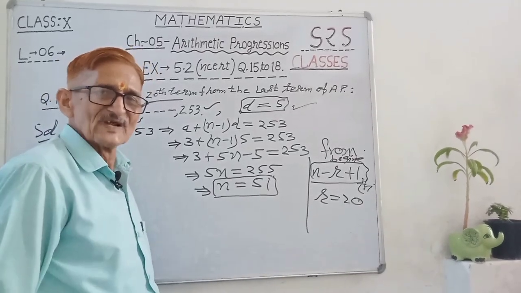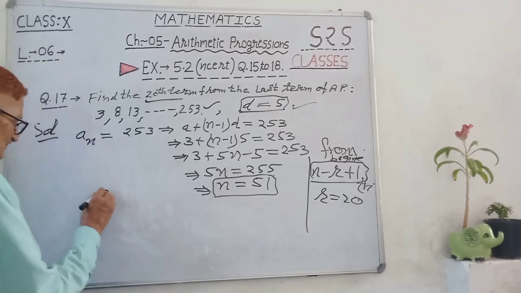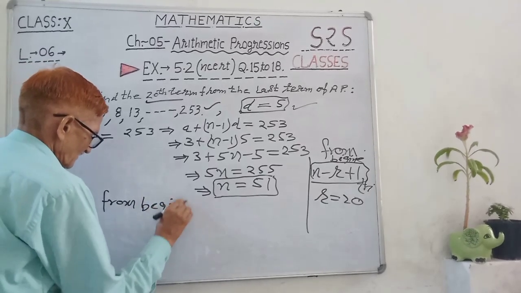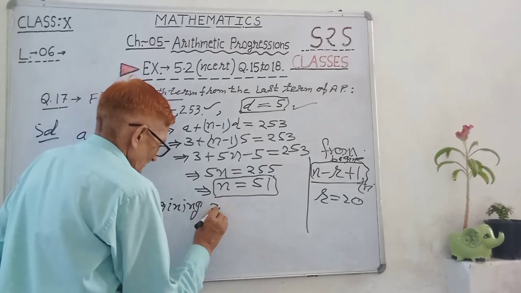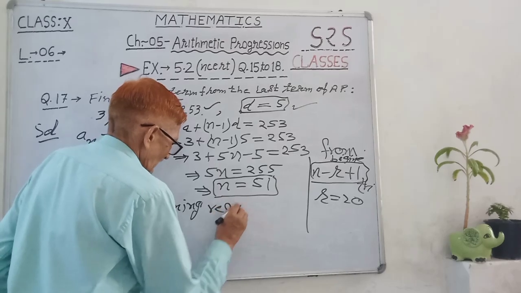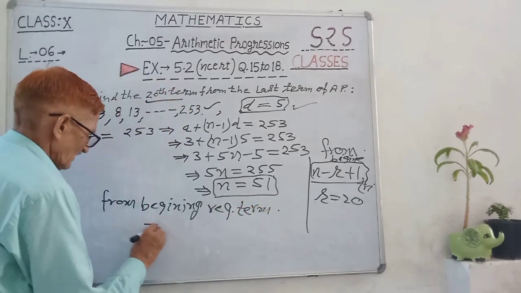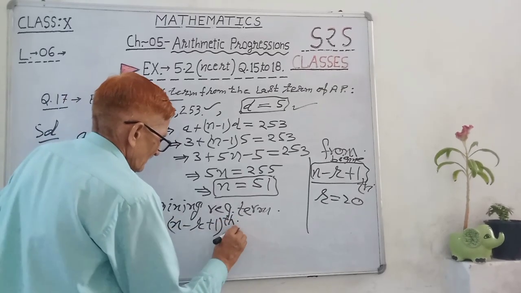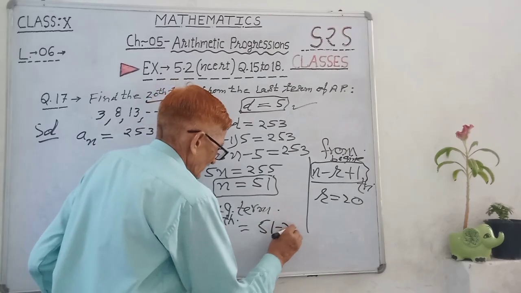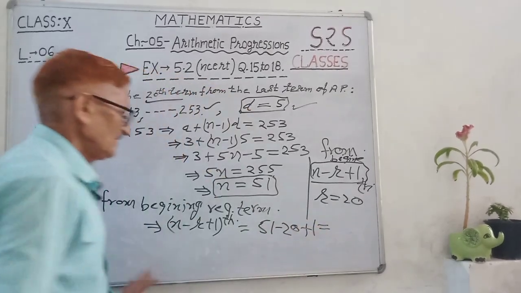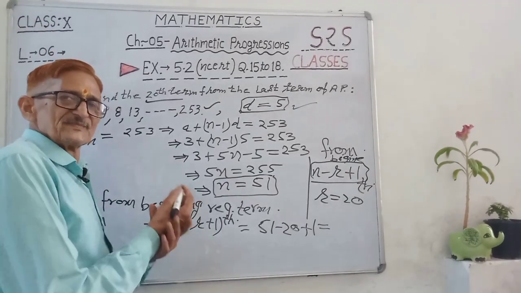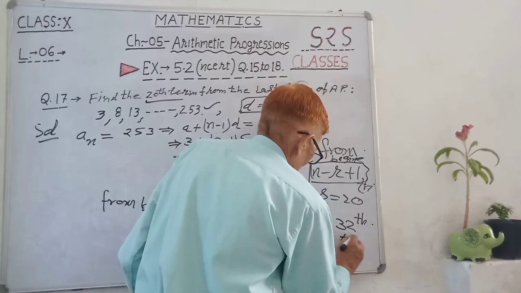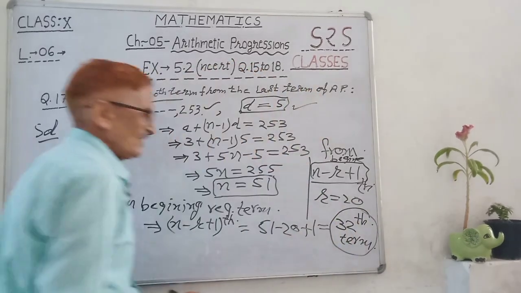Total terms minus 20 plus 1. So from the beginning, the required term is the (n minus r plus 1)th term. That is n is 51, minus 20 plus 1, that will be 52 minus 20, then 32. So from the beginning that will be the 32nd term.